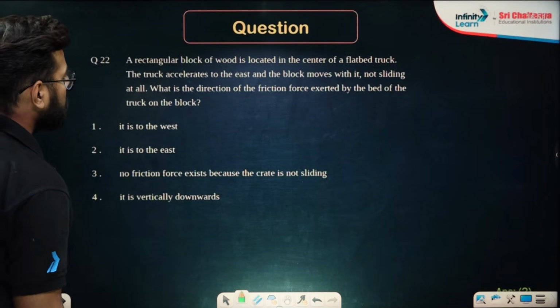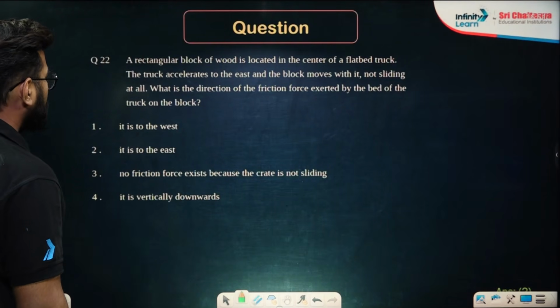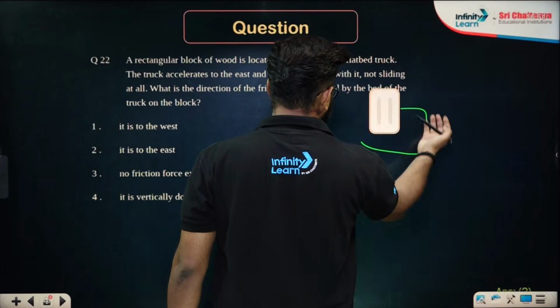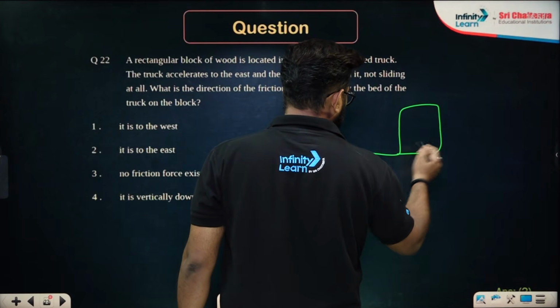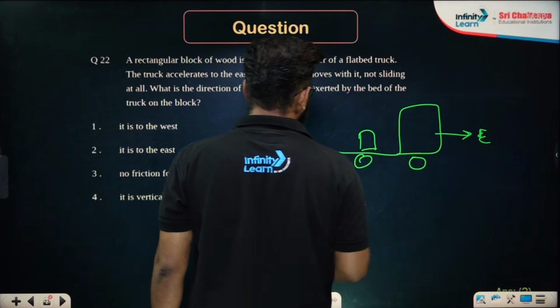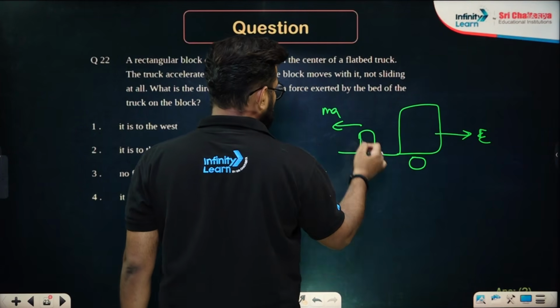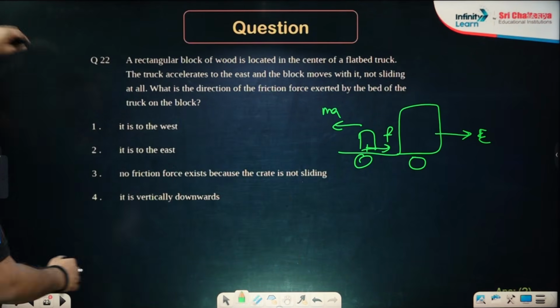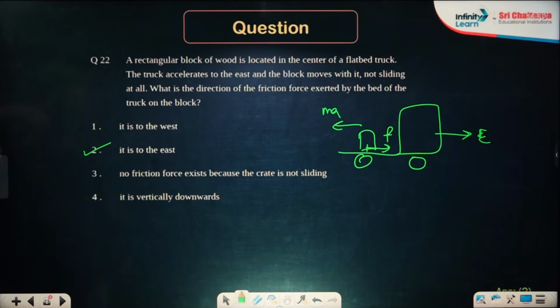A rectangular block of wood is located at the center of the flatbed truck. The truck accelerates to the east. It is accelerating to the east, right? And there is a block. So there will be a pseudo force. That means the friction force should act like this for it to maintain itself. They're asking about the direction of friction force. It is in the east direction only. Okay, in the same direction.